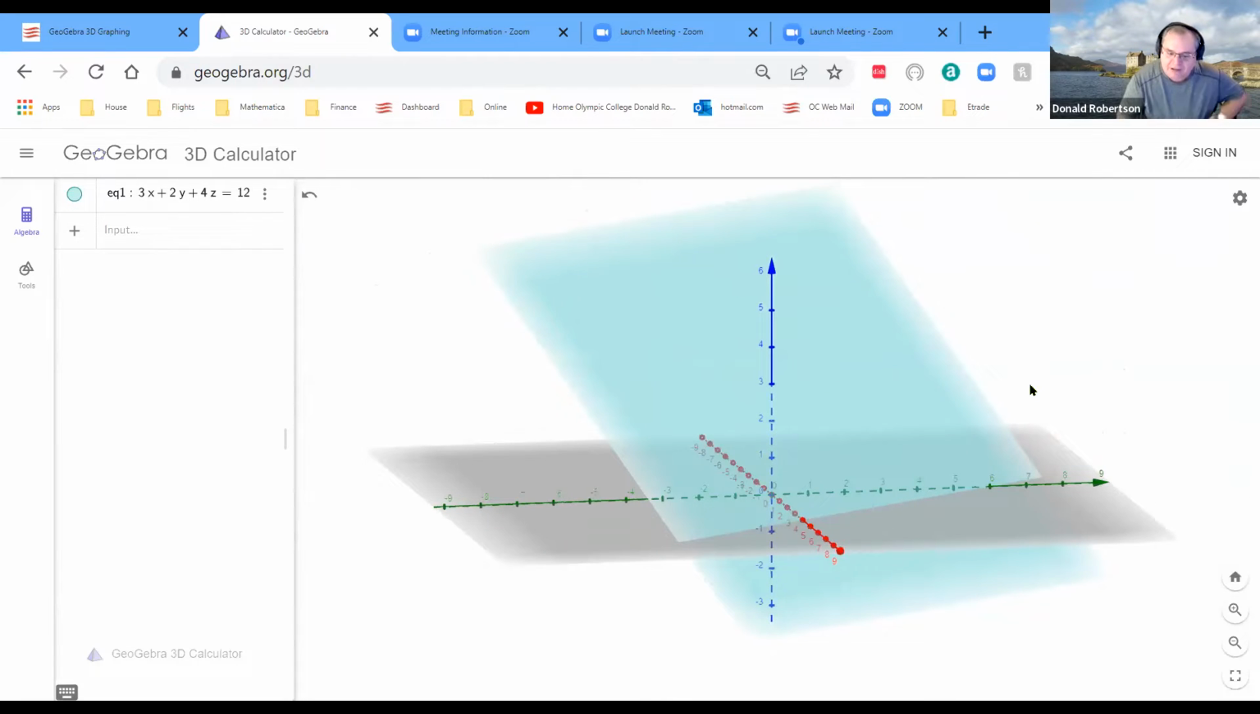Now, this plane continues in all directions. It's not a rectangle. It looks like it, but that's just the way GeoGebra draws it, because it's kind of difficult to draw something that's infinite. So that's what you're looking at. And that is a plane.